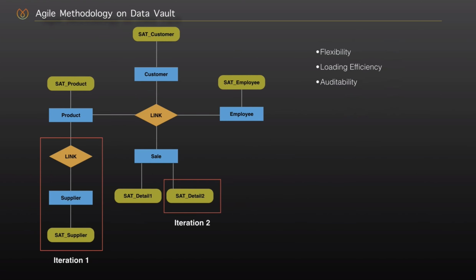Now think about why agile methodology is also a preferred project management approach for the development of data warehouse projects with Data Vault. The popularity of the Data Vault model is based on three key characteristics that result from its stable structure: flexibility, loading efficiency, and auditability.